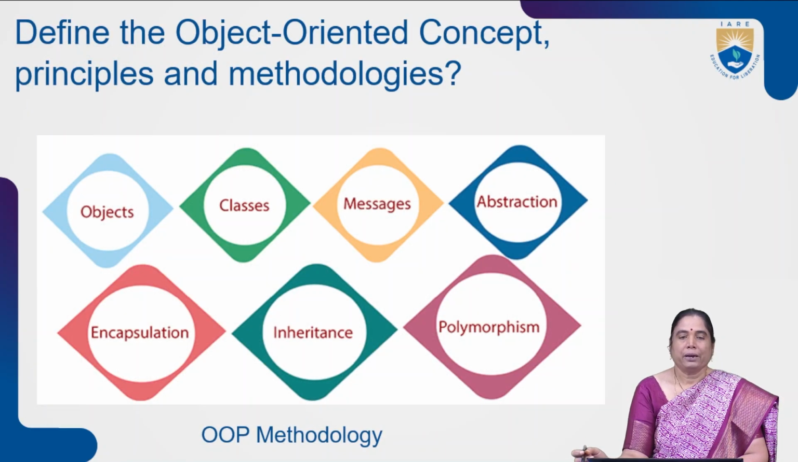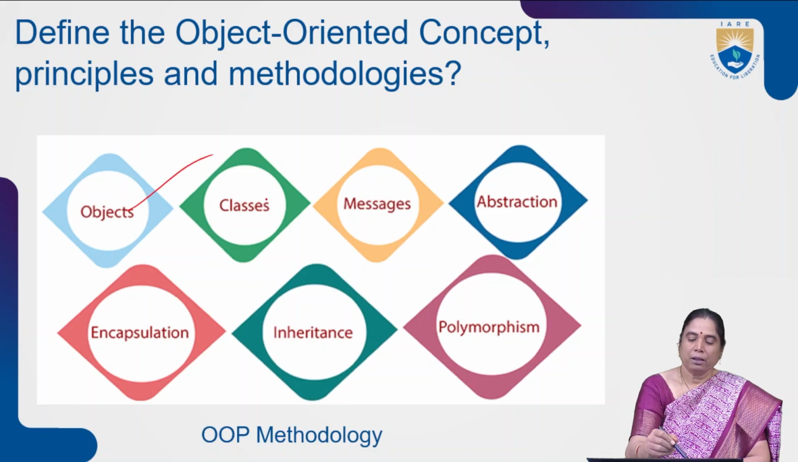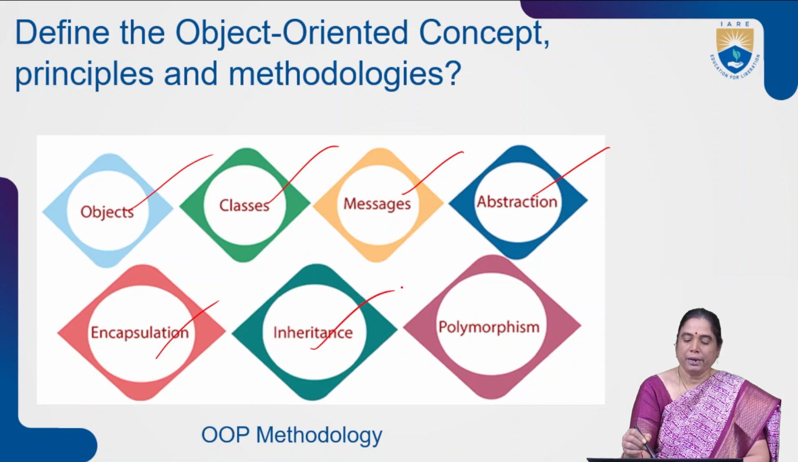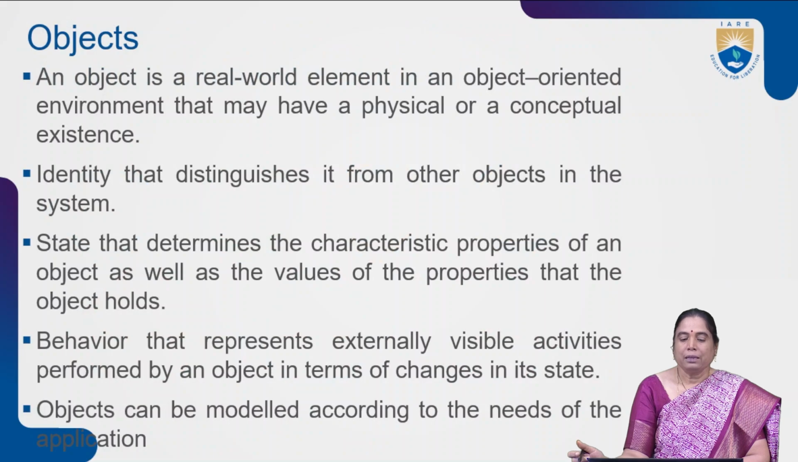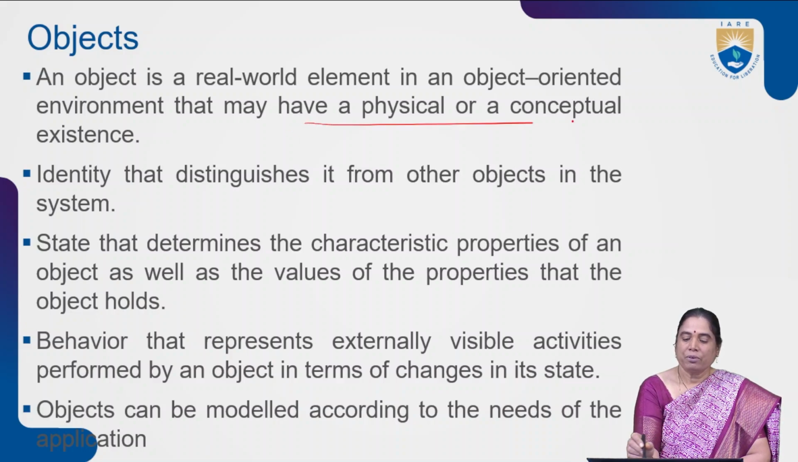Define object-oriented concept, principle and methodologies. The basic object-oriented paradigm consists of terms like object, class, message, abstraction, encapsulation, inheritance, and polymorphism. The object is a real-time element of an object-oriented environment, and it must have a physical or conceptual existence. So it distinguishes it from other objects in the system.